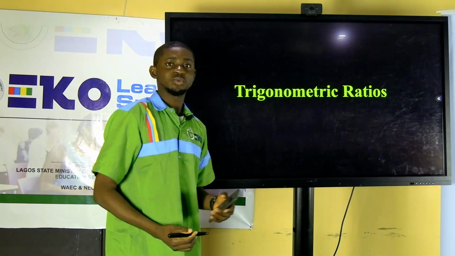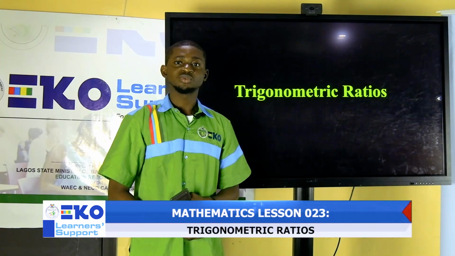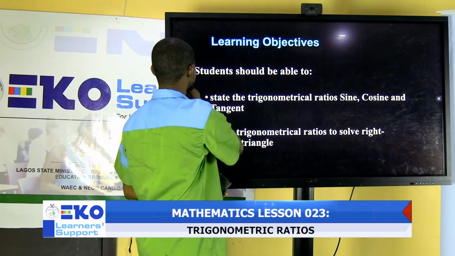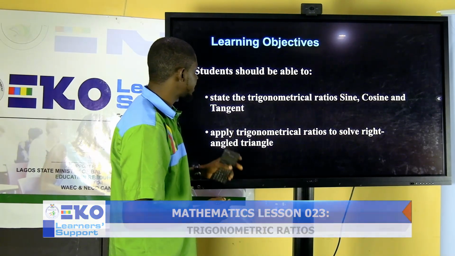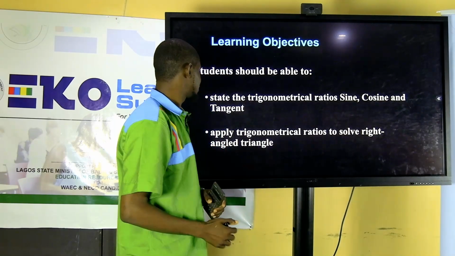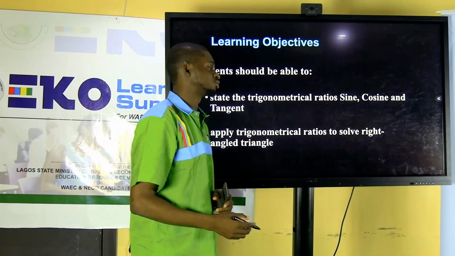So in this class, we are looking at trigonometric ratios. Let's start with our learning objectives. By the end of today's class, we should be able to state trigonometrical ratios, that is the sine, cosine, and tangent, and apply trigonometrical ratios to solve right angle triangles.